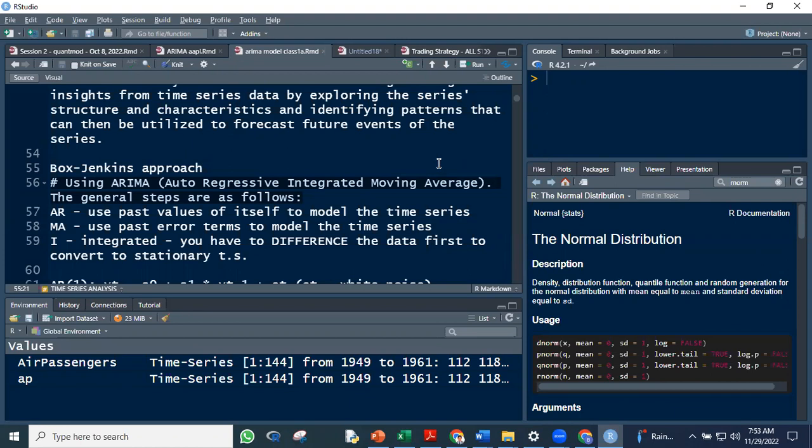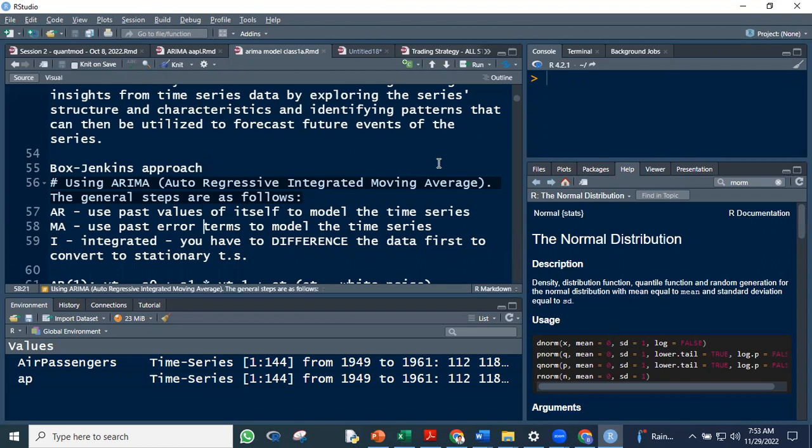Okay, so for a time series, there are different ways to model time series. So many. But one of the most popular ones is the Box-Jenkins approach. Yung Box-Jenkins approach, aka ARIMA, Autoregressive Integrated Moving Average.